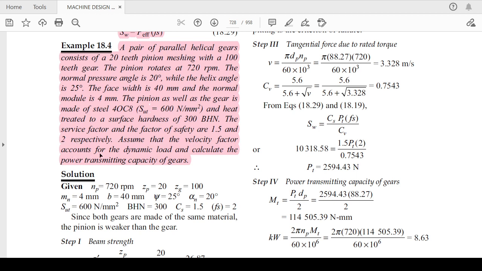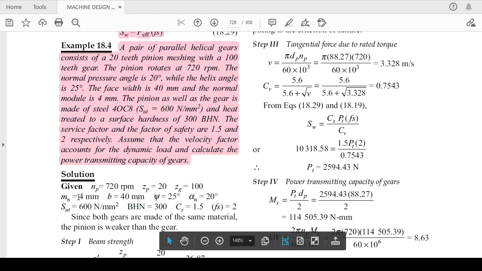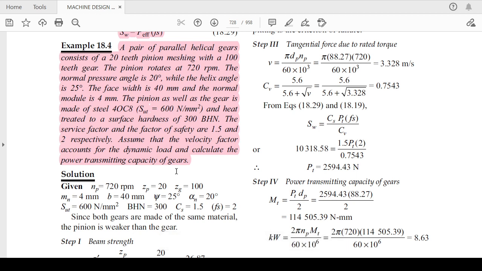Assume that the velocity factor accounts for the dynamic load, and calculate the power transmission capacity of the gears. For that you need the value of torque, and for torque you should know PT, the tangential load. For the tangential load you should know either the beam strength or the wear strength, which we will see.